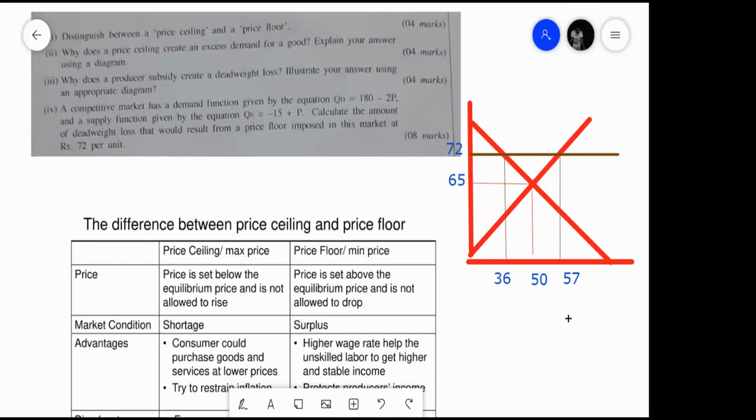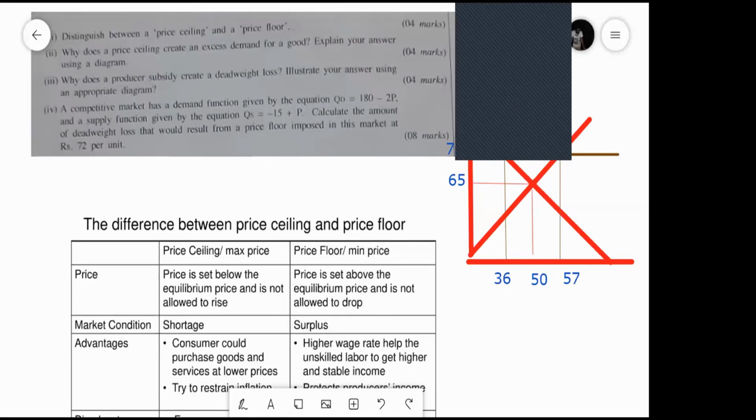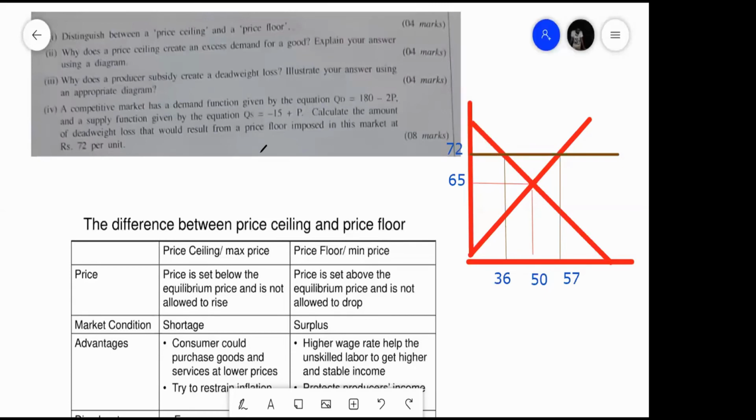Why? Because if they supply 57, they will face a huge loss. Because at this price of 72, consumers are willing to buy only 36 units. So if you go and supply 57 units, you're facing a huge loss. So they will only supply 36. So then what happens? I'm hoping the answer doesn't have any assumption on whether you have a deficiency payment or price support where the government is purchasing. They're not talking about that, no.